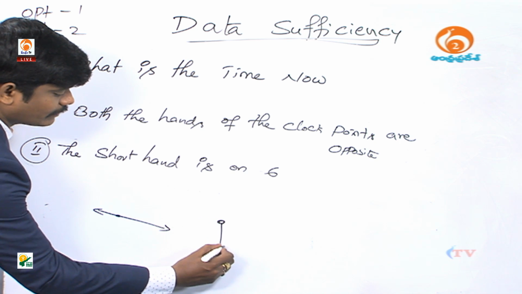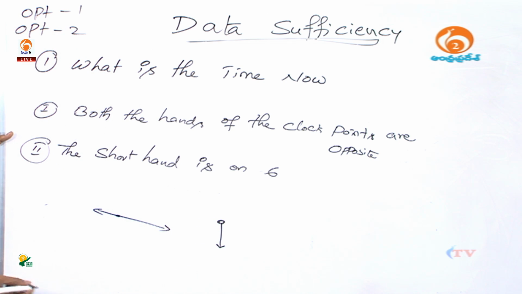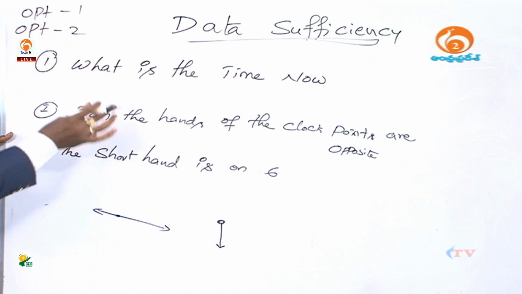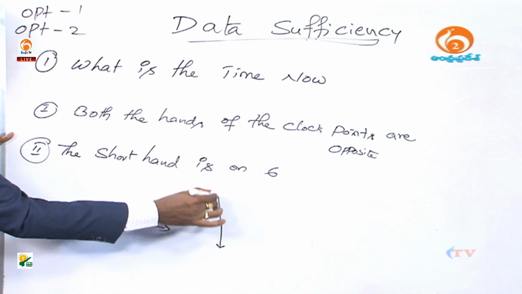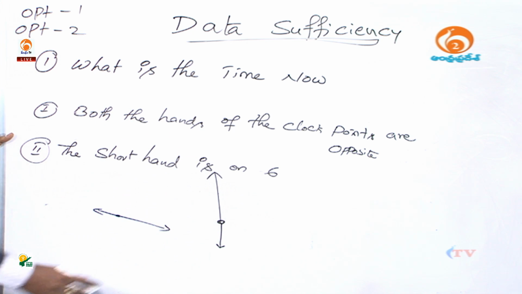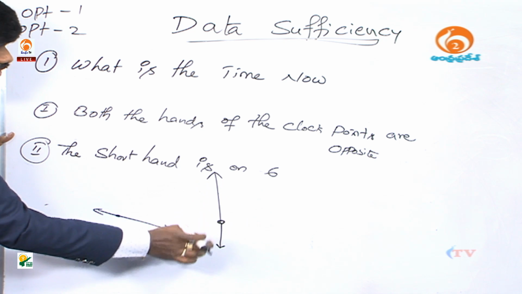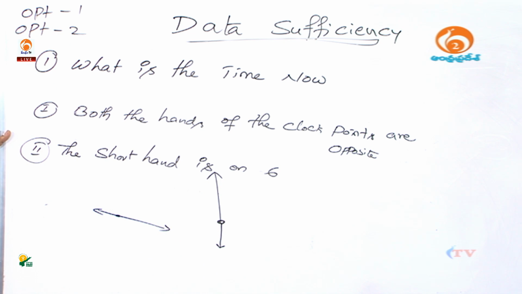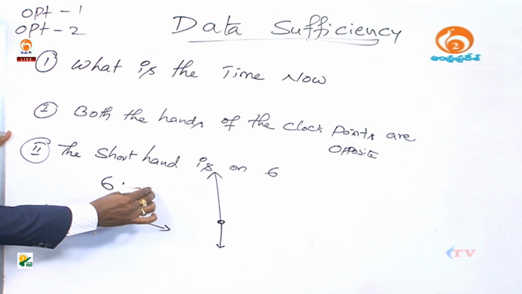That means the short hand, by the second conclusion, is on 6. So by using the first conclusion, the two hands are definitely in opposite positions. By the second condition, the short hand is exactly on 6. What is the time now? 6 o'clock. 6 o'clock. Right.